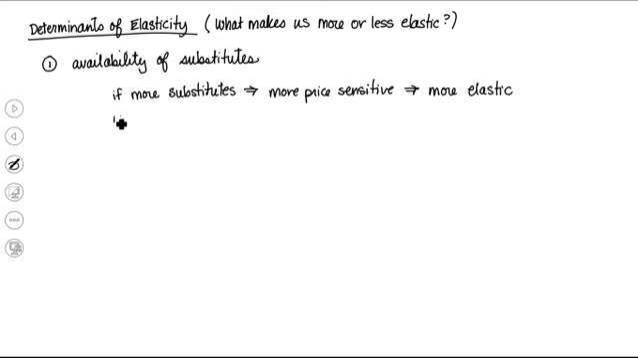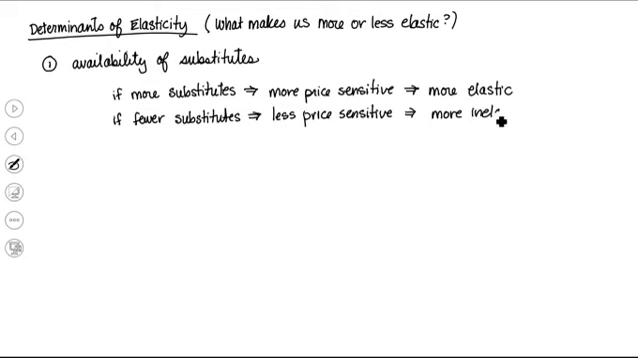But if there are fewer substitutes, then I'm going to be less price sensitive. If I'm less price sensitive, then I'm more inelastic. Or another way I could say it would be less elastic, right? So those mean the same. All right, so that's pretty easy.